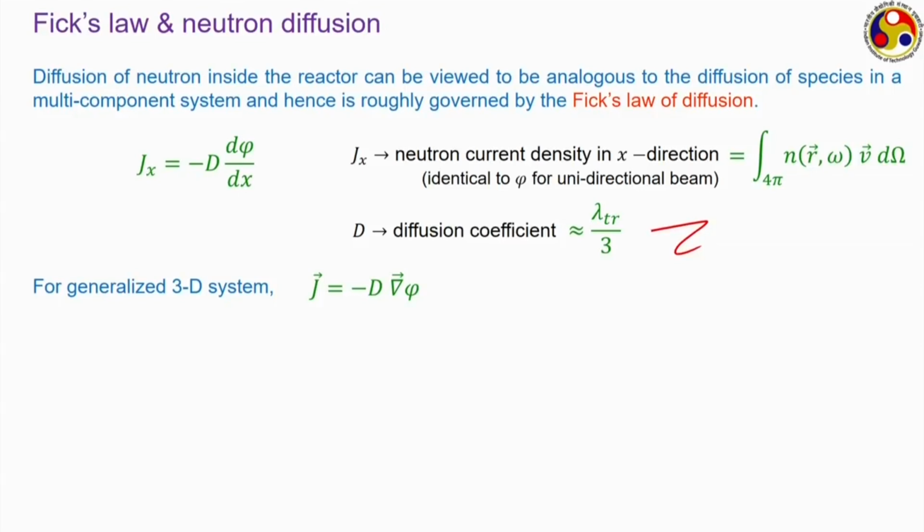This being a vector, we can always write all 3 components for this neutron current density, and if we combine all of them, then we can write for a generalized 3D system, that J is equal to minus D into grad of phi.